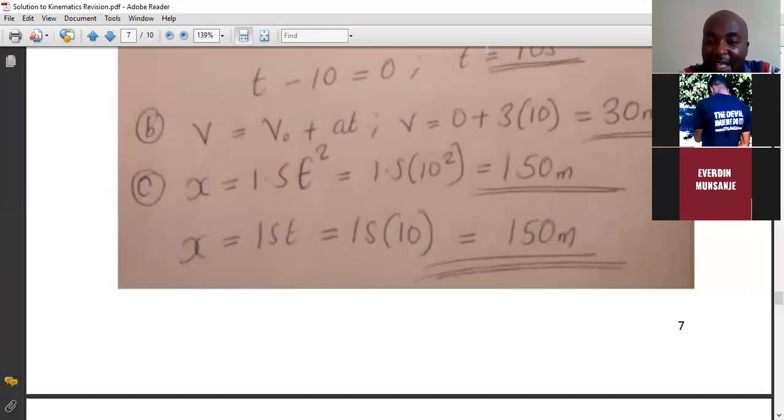Then to find the distance, I use both equations. Therefore, for the officer, it was 1.5 t squared, so it's 1.5 times 10 squared, which is 150 meters. For the motorist it is 15 t, which is 15 times 10, which is 150 meters. So for them to meet again, they would have moved the same distance.